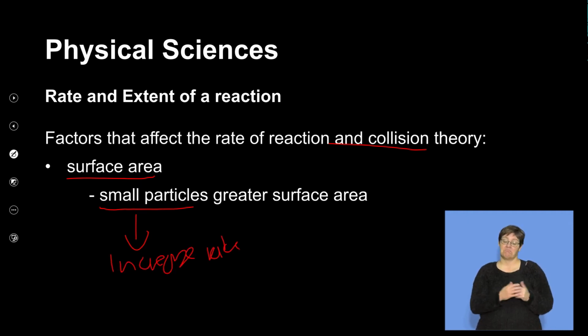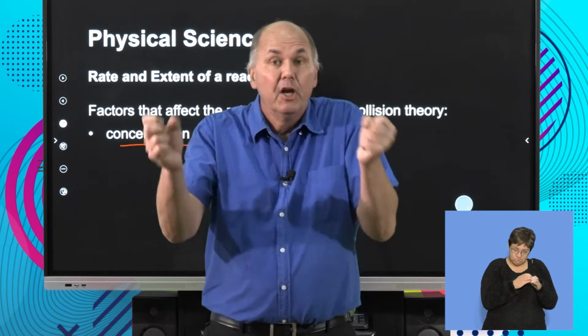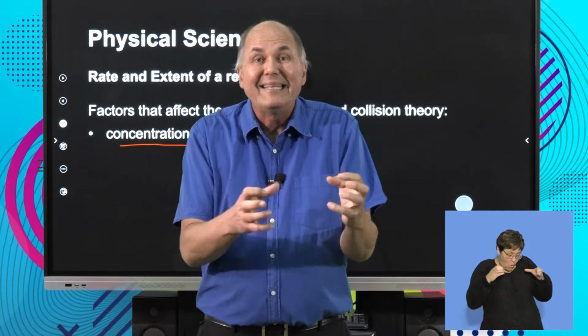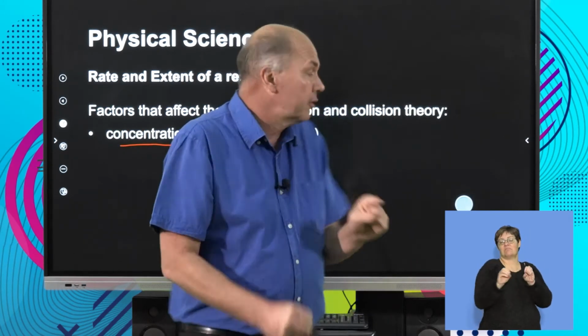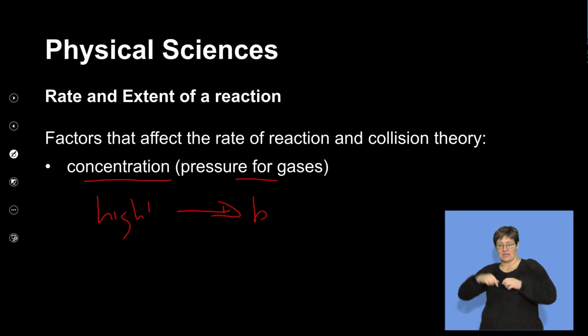Now, the next one, concentration, which is pressure. If things are more concentrated under higher pressure, they're closer together, more likely to have effective collisions, increase rate. So if this is high, then you're going to have a high rate, big rate.